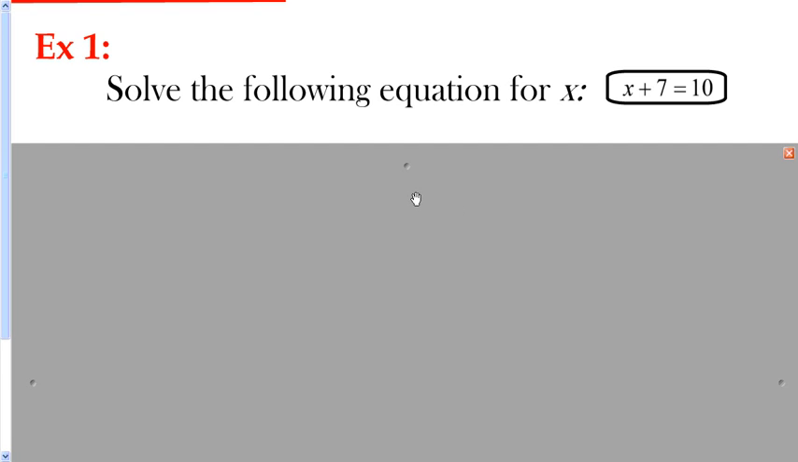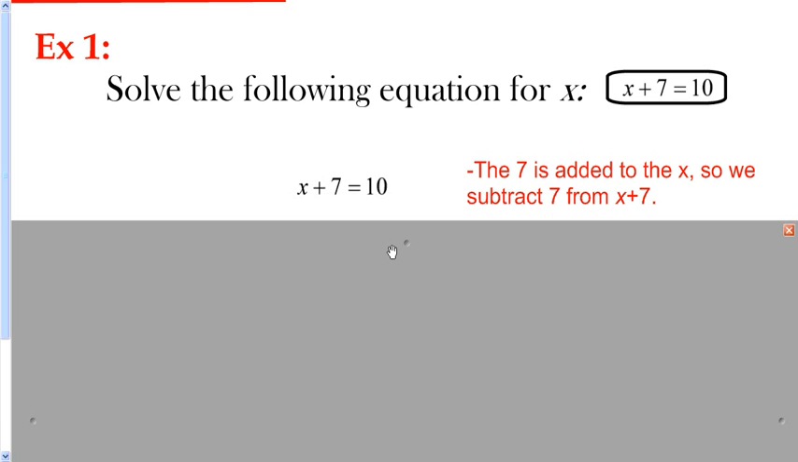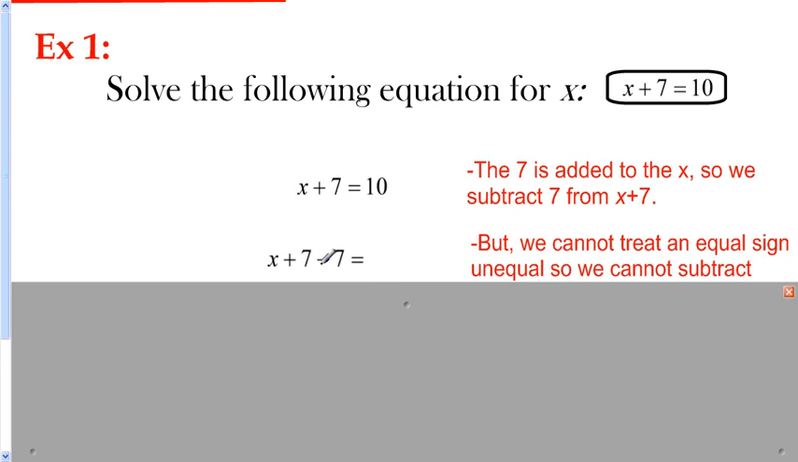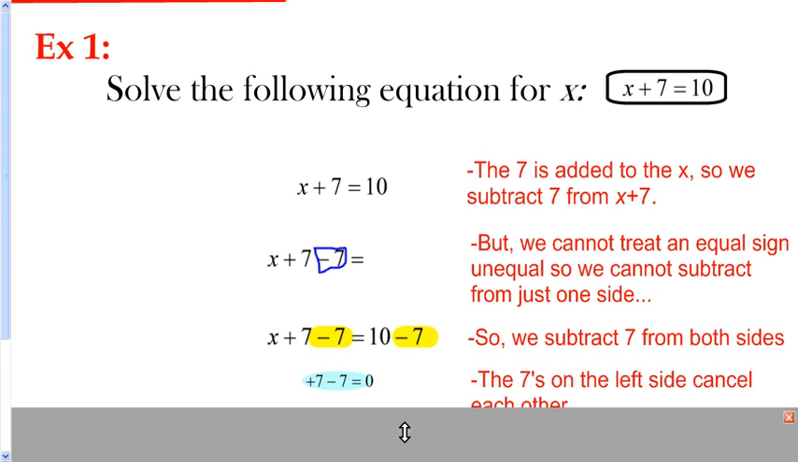So let's solve this equation. x plus 7, or a number plus 7, is equal to 10. We need to get rid of the 7, and the 7 is added to the x. So we need to subtract 7 to get rid of it. But whatever we do on the left side, we have to do to the right side. So if we're going to subtract 7 on one side, we have to subtract 7 on the other side.